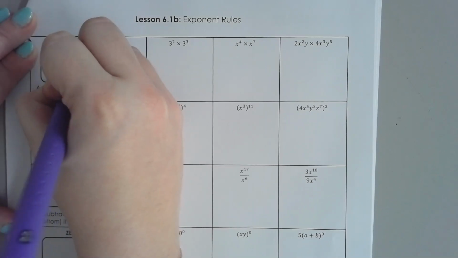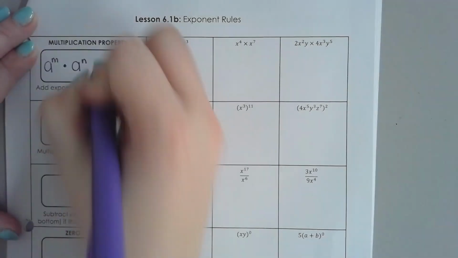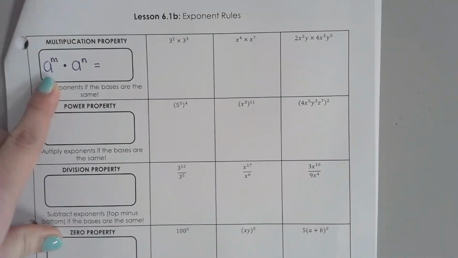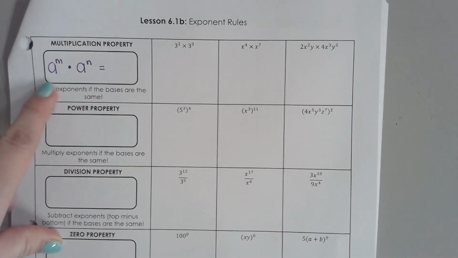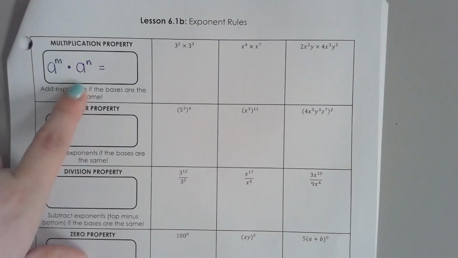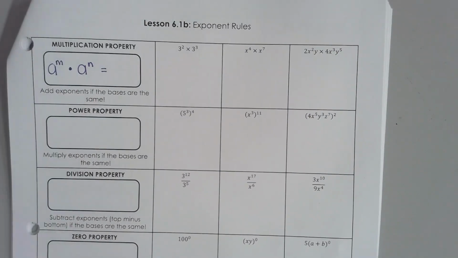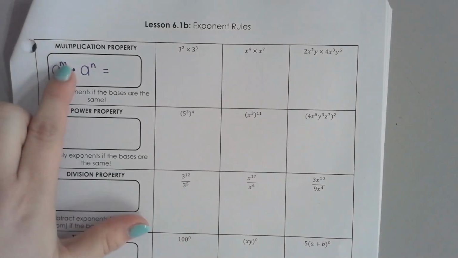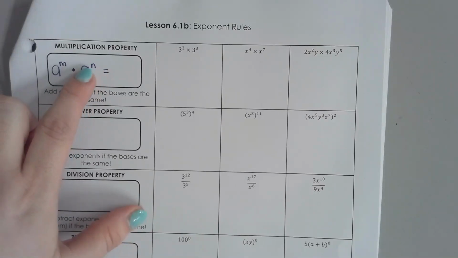Times A, applying two things. For it to work, for me to be able to do this, they both must be x to some power. The exponents themselves do not have to be the same.